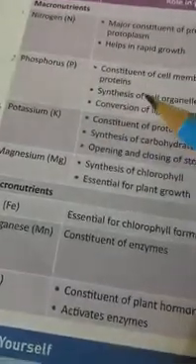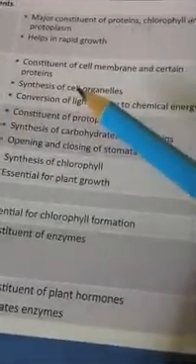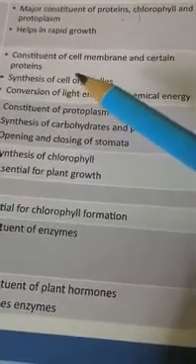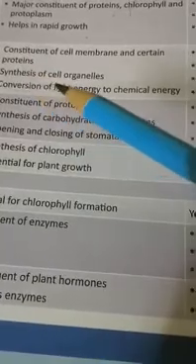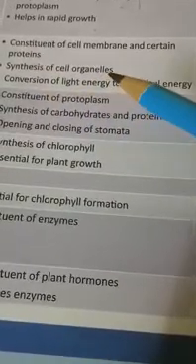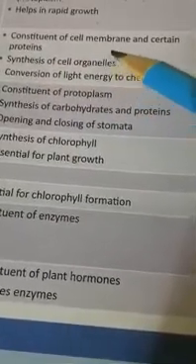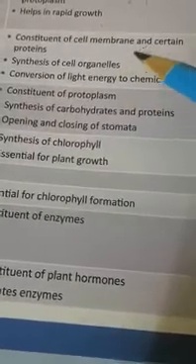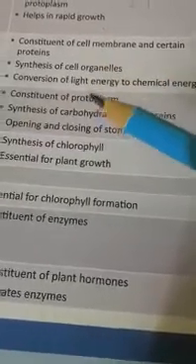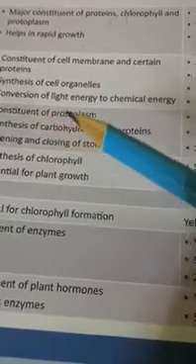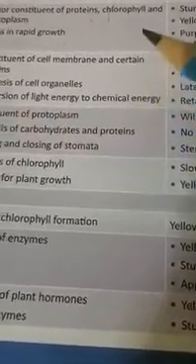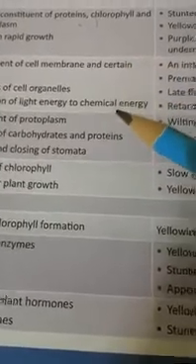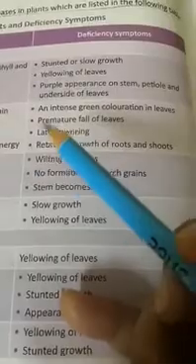Now the second element is phosphorus. So where is it present? It is present in the cell membrane and certain proteins in the cell. They also help in the synthesis of cell organelles. What are cell organelles? Like mitochondria, chloroplast, endoplasmic reticulum, all these are cell organelles. So it helps in the conversion of light energy to chemical energy. You know, the leaves take the light energy and change it into chemical energy of food. So for that we require this.